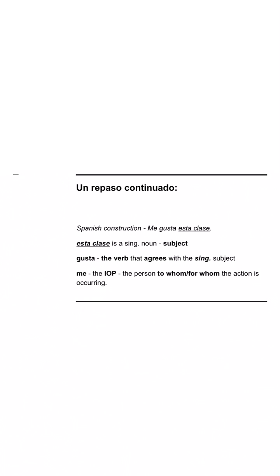So, as we look at this little review over our Spanish construction, let's break this sentence down here. We have, me gusta esta clase. We must remember that esta clase is a singular noun, and it is the subject because it is the class that is doing the pleasing to me, right? We remember that we can rephrase this sentence. Instead of saying... I'm going to write it down here. We have this class is pleasing to me, is what this translates to.